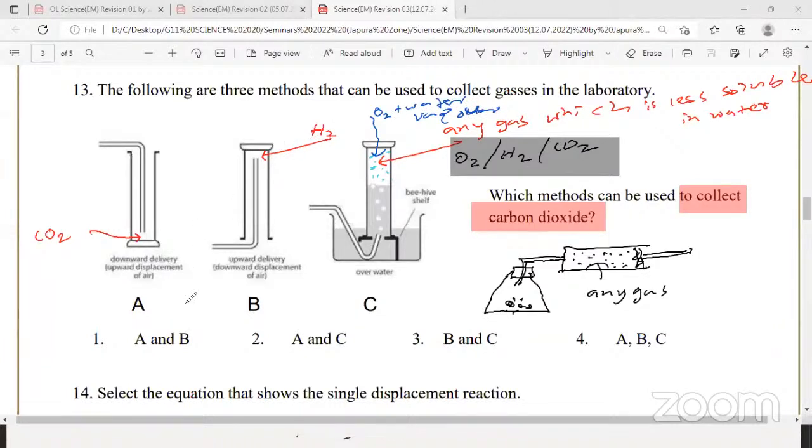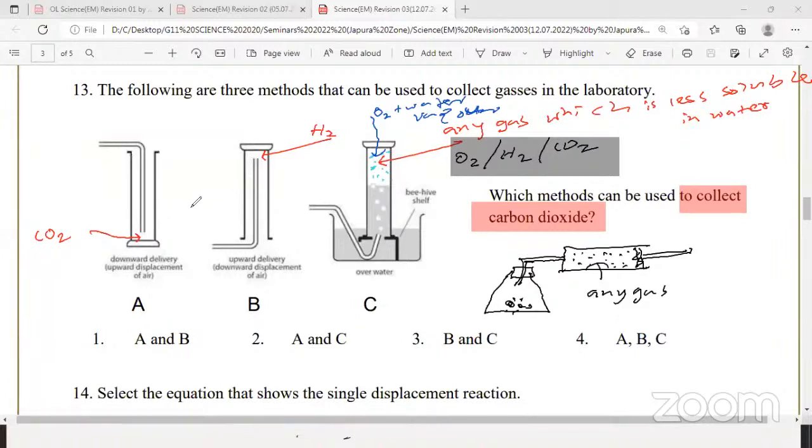Okay, so good. I think Vihanga, you raised your hand. Maybe you knew the answer, but anyway, I told the answer. So that also you have to keep in your head. Any gas can be collected above water if it is less soluble in water, but above water you have oxygen or hydrogen or carbon dioxide plus water vapor.